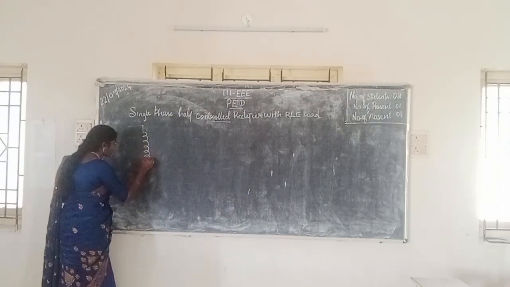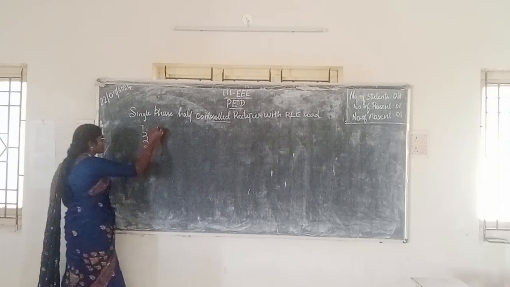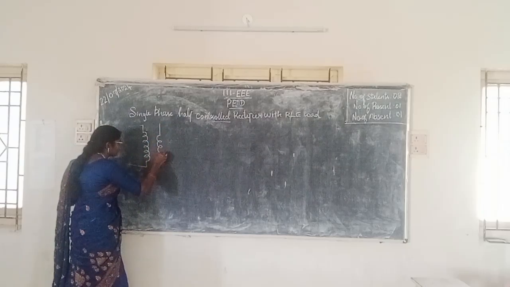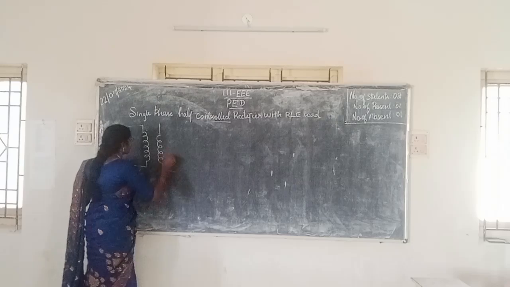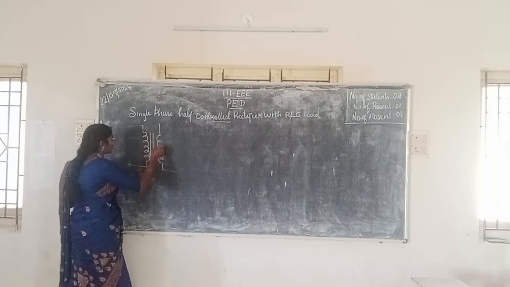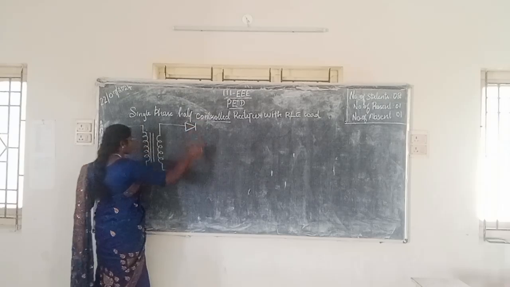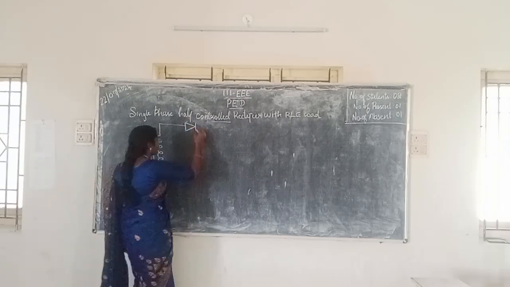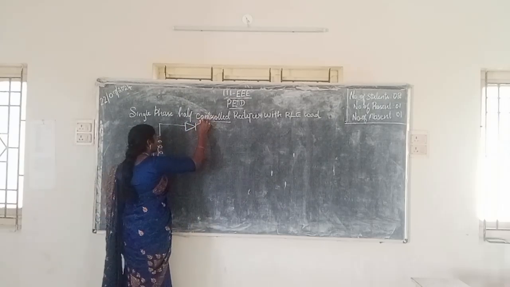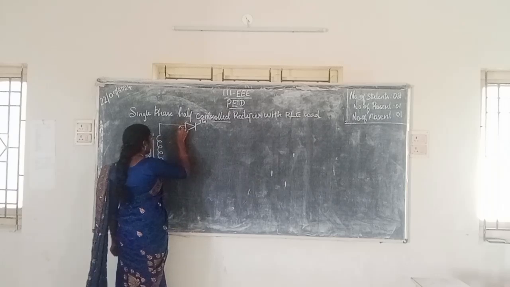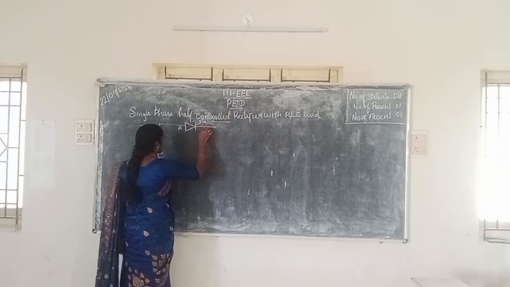What is the circuit diagram? Initially it will have a transformer. What is the switch we are using here? Thyristor. So it will have 3 terminals, that is gate, anode, cathode.